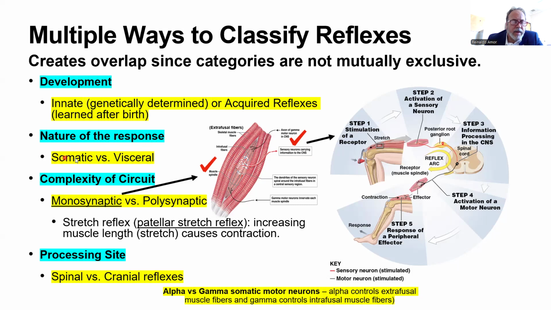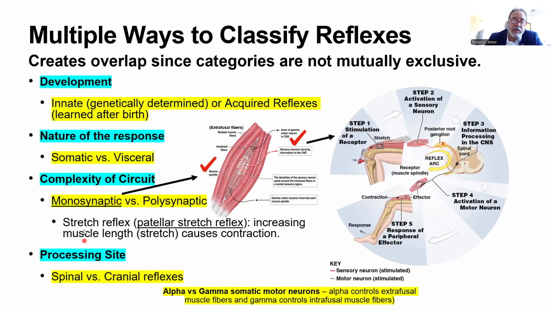So that's how you can also classify reflexes. We have somatic reflexes. So the nature of the response, okay? So again, is if it's somatic information or if it's visceral information. The complexity of the circuit, okay? So if the information is being passed on from a sensory neuron to a motor neuron, that is monosynaptic. If you have an interneuron in between them, it's going to be polysynaptic, more than one synapse.